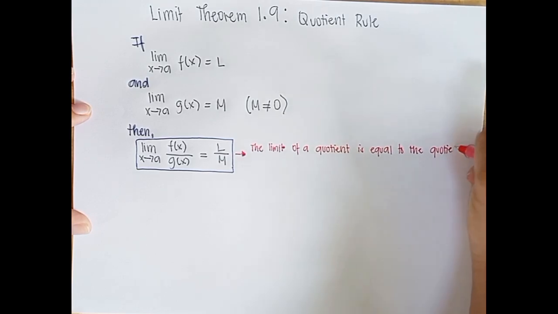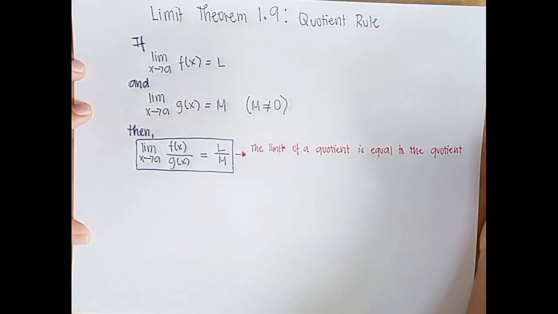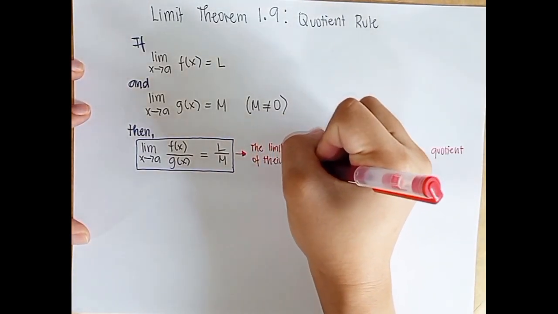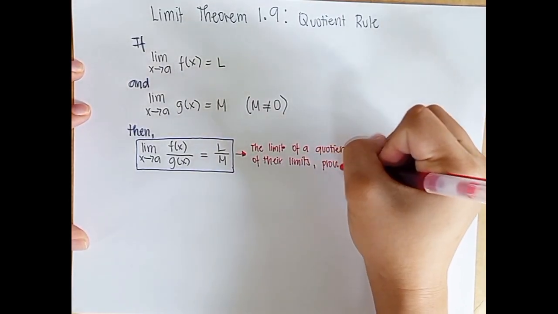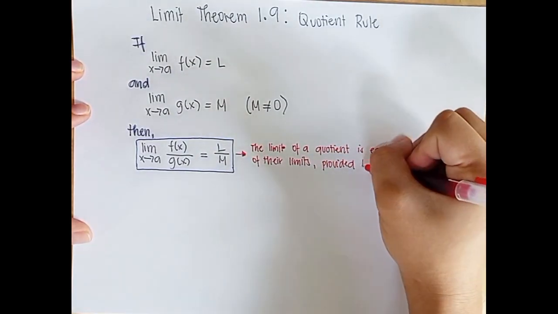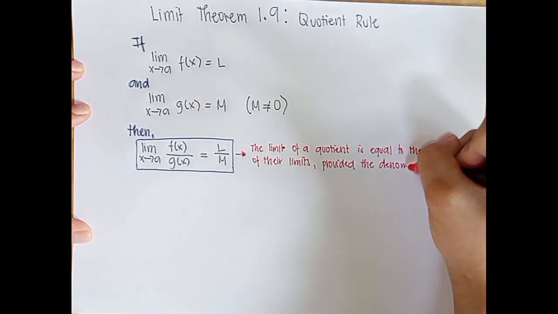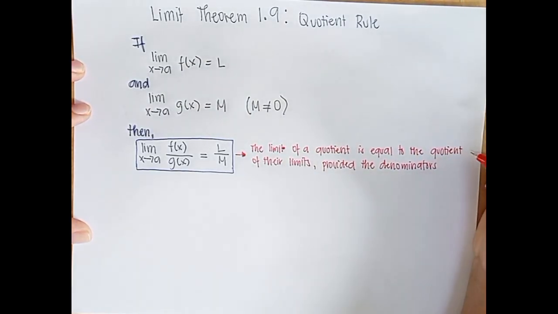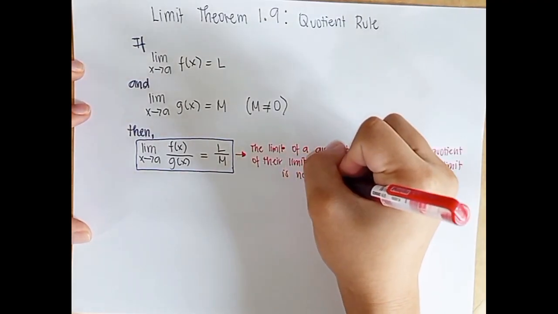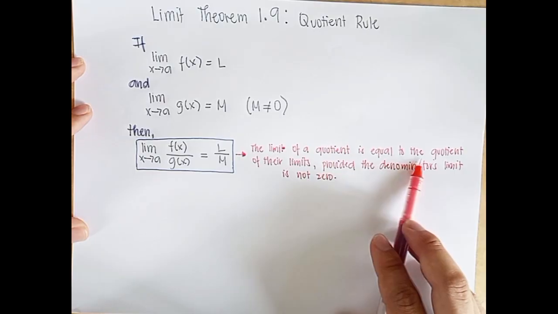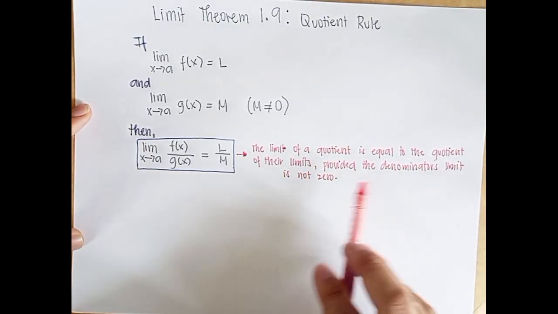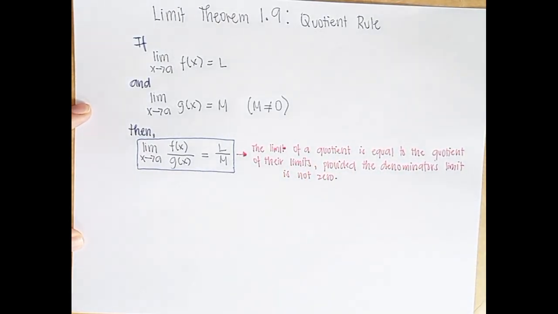So here is the important condition for the quotient rule: the denominator's limit must not be 0. If it is 0, the expression becomes undefined or indeterminate, and you must use algebra or L'Hospital's rule. So why is this useful? This rule simplifies working with rational functions, fractions of polynomials for example, letting you evaluate each part separately instead of dealing with the entire fraction at once.